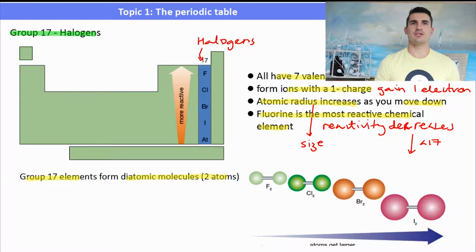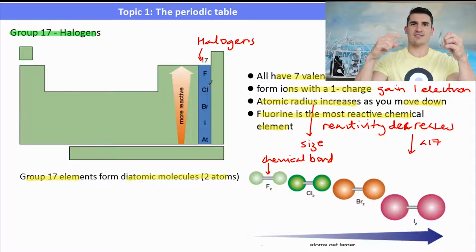Now group 17 elements form what we call diatomic molecules, which means they exist as two atoms that are chemically bonded together. So for instance, elemental fluorine is F2. It contains 2 F atoms that are bonded together via a chemical bond. Chlorine is the same. It would have the formula Cl2. Bromine would have the formula Br2, and iodine would have the formula I2. They consist of 2 atoms of the halogen bonded together, and they will always come as a 2.